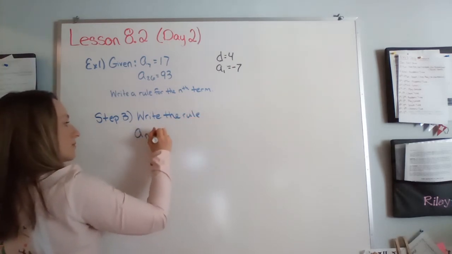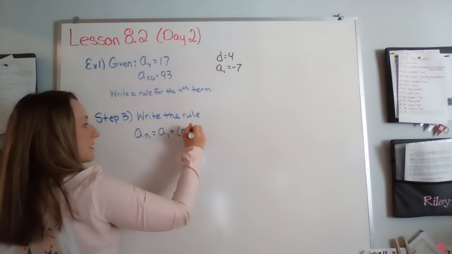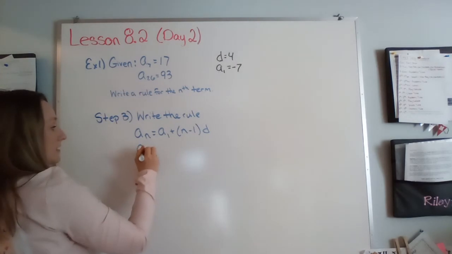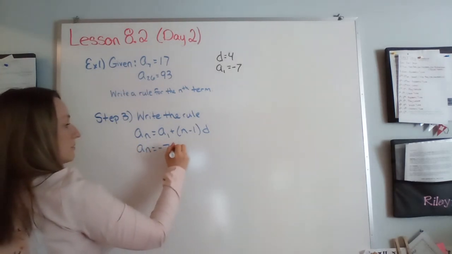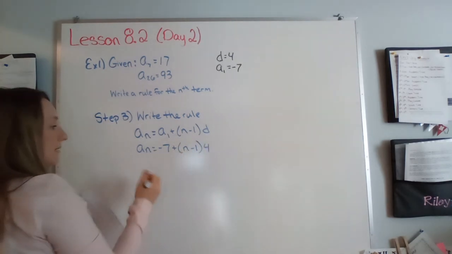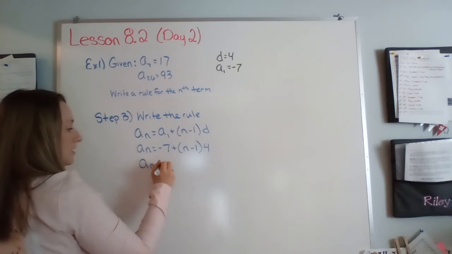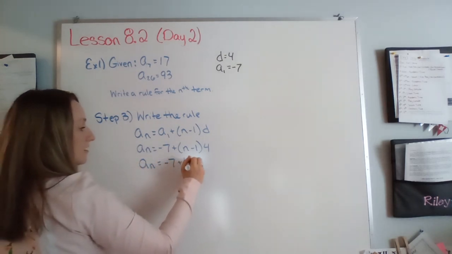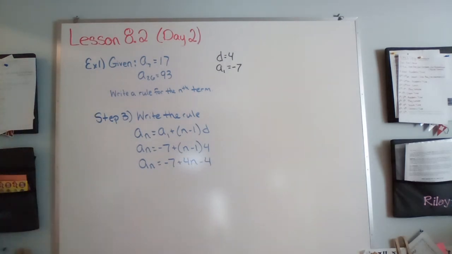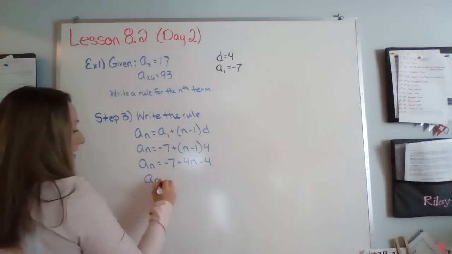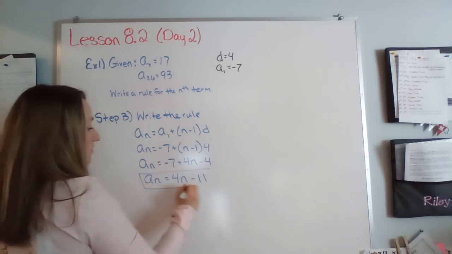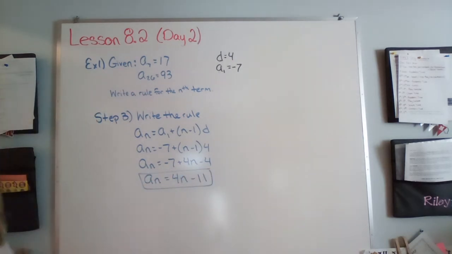a sub n equals a sub 1 plus n minus 1 times d. You plug in your a sub 1 and your d. So a sub n equals negative 7 plus n minus 1 times 4. Distribute the 4 in, combine like terms. a sub n equals negative 7 plus 4n minus 4. Negative 7 and negative 4 are your like terms, which will give you negative 11. So a sub n equals 4n minus 11. And that is the rule that can be used to find any term of this sequence.